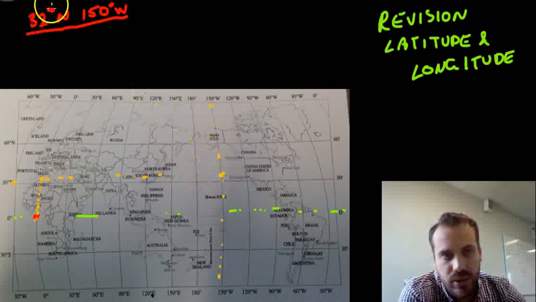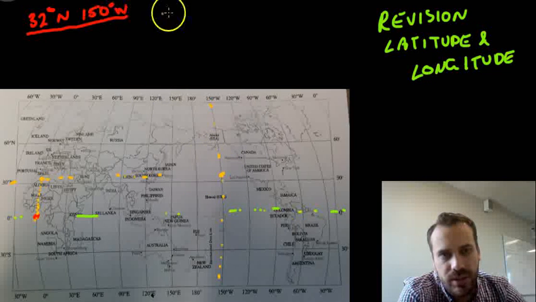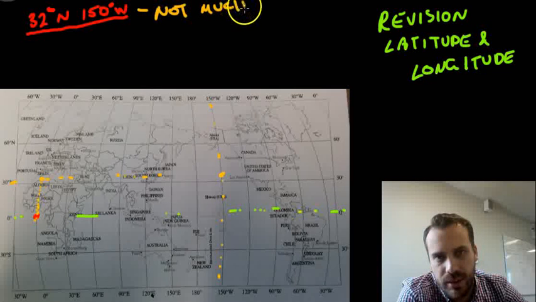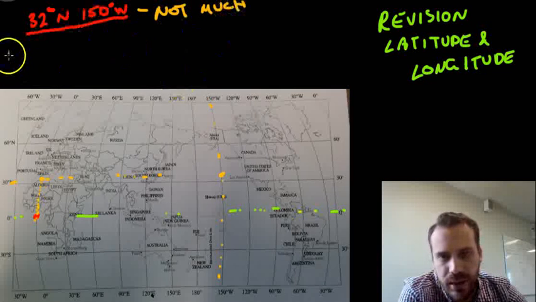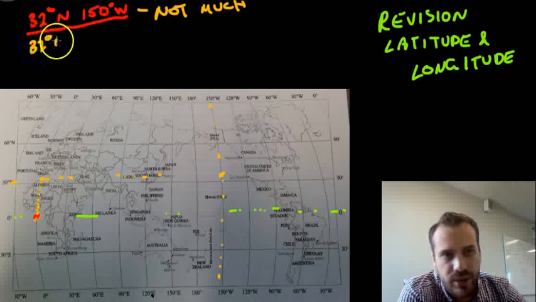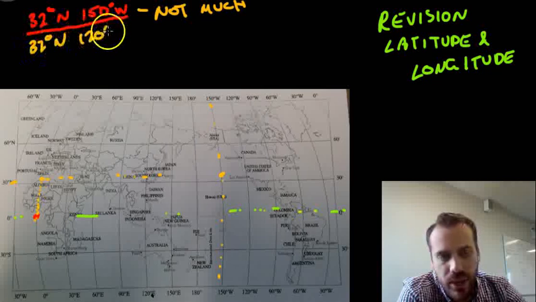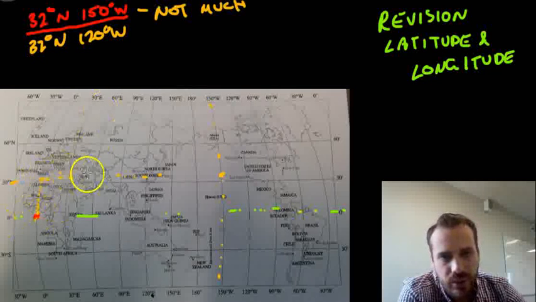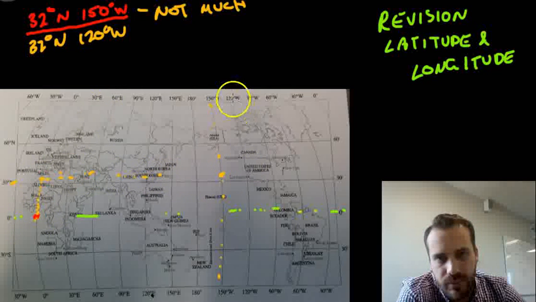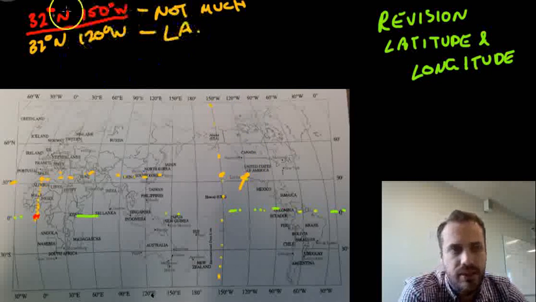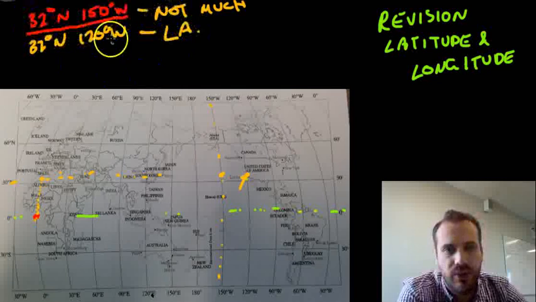Now, what's happening at 32 degrees north, 150 degrees west? Not much. You can see we've ended up in the middle of the ocean. Now, if it was, in fact, 32 degrees north, 120 degrees west, we could go a little further along, 32 degrees north, 120 degrees west, whoop, there's 120 degrees west, and we're in LA. So that's the first type of question you can get. Here's some coordinates, find out what's there.